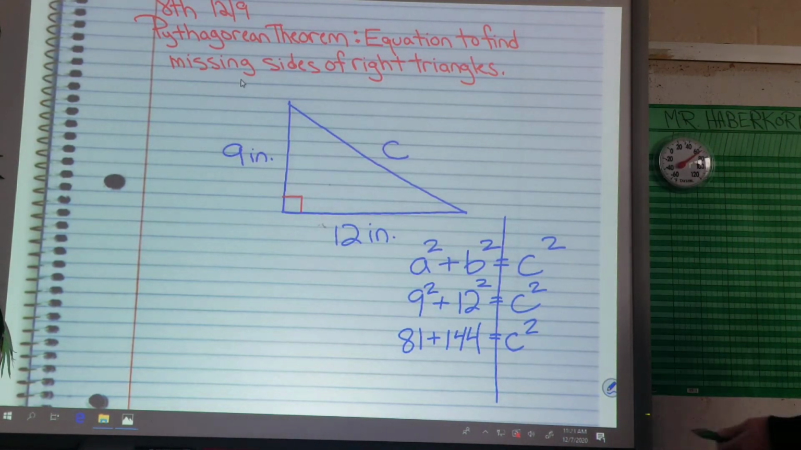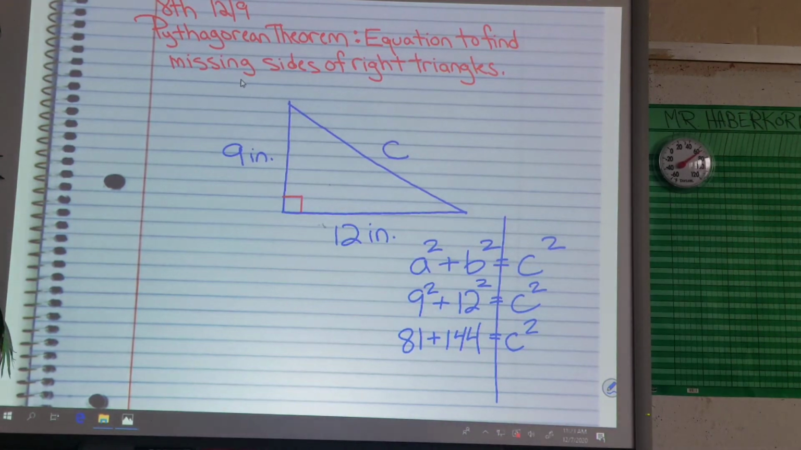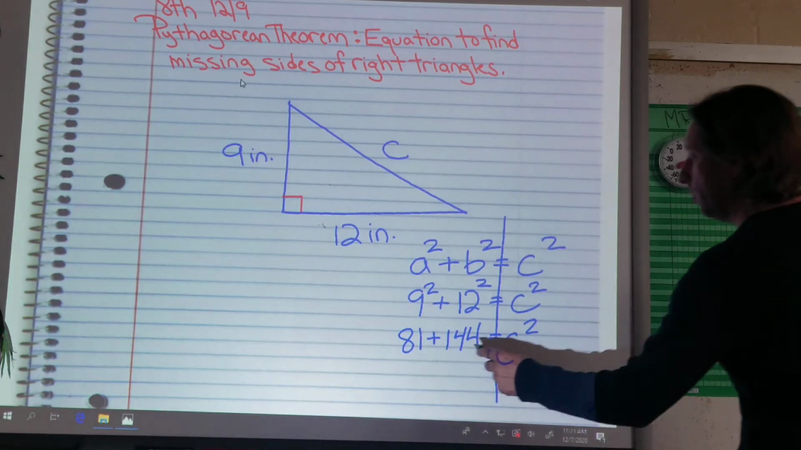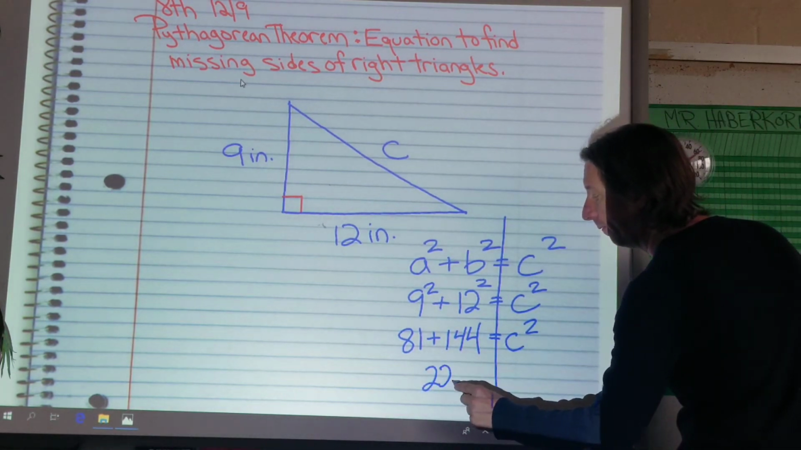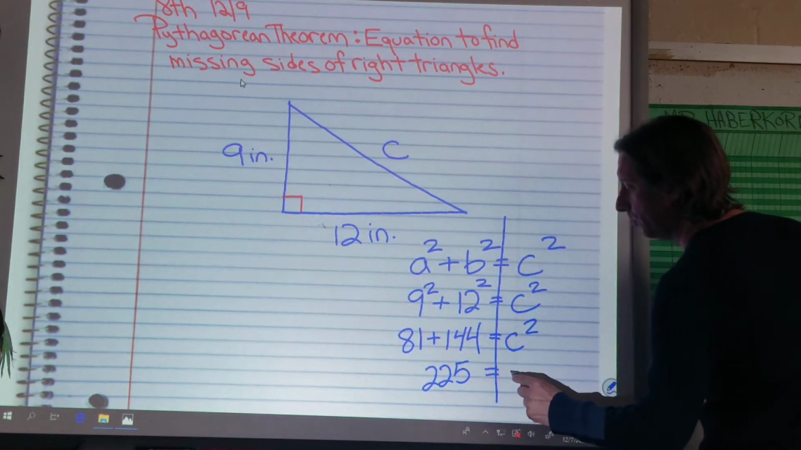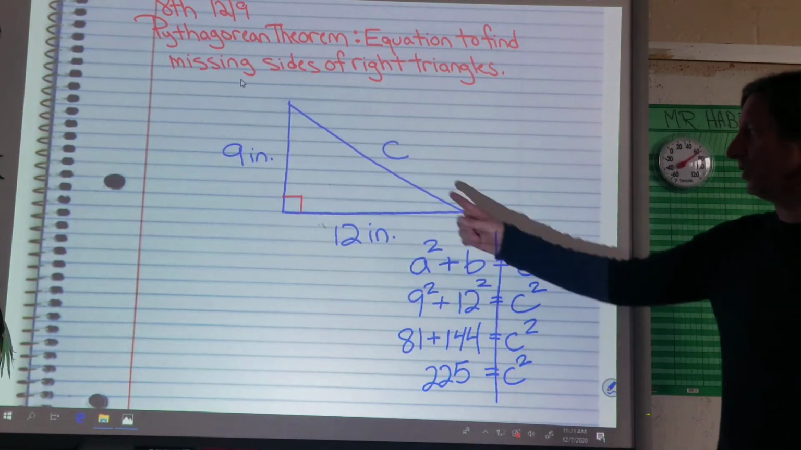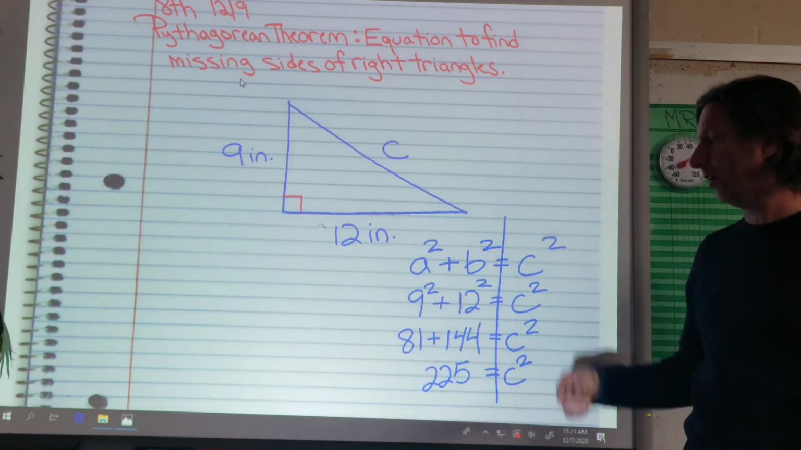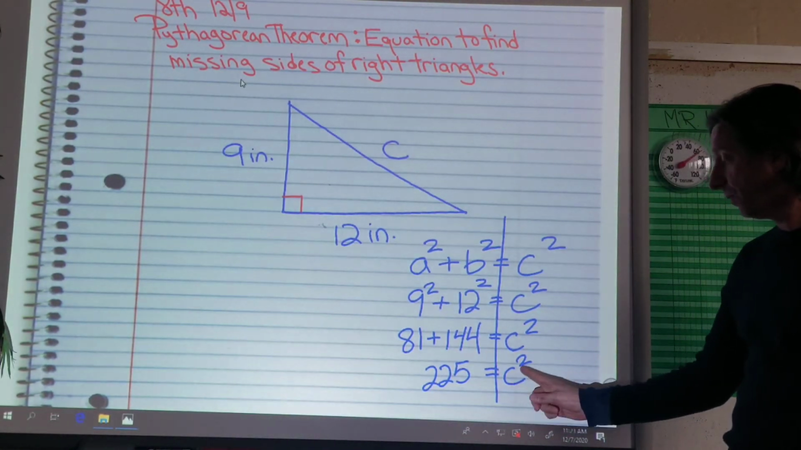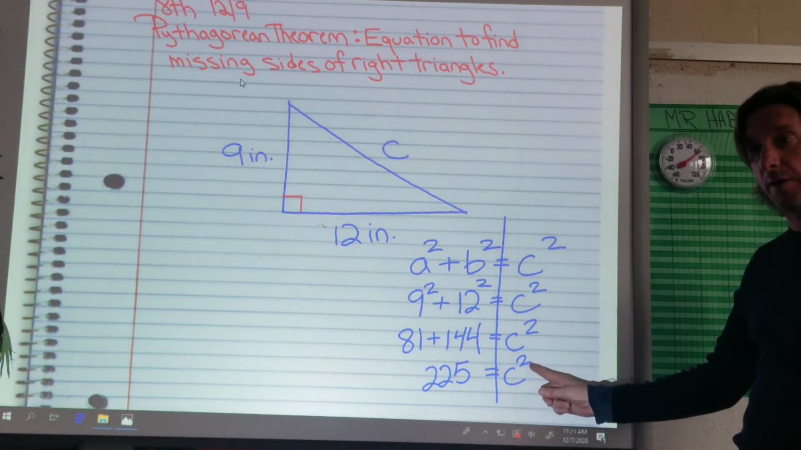Okay, so we add these up together. 144 plus 81 is 225 equals C squared. Does that mean our answer is 225? No, this doesn't look like 225, does it? No. Plus, we know how to get rid of this squared. That's what we have to get rid of.